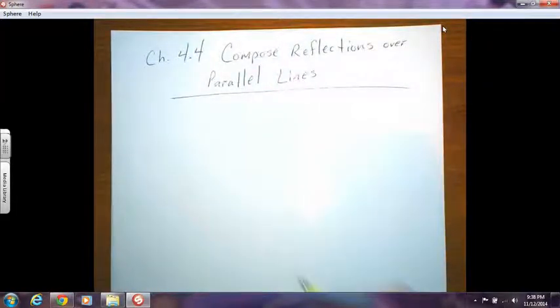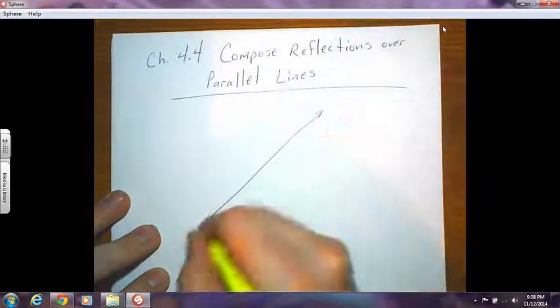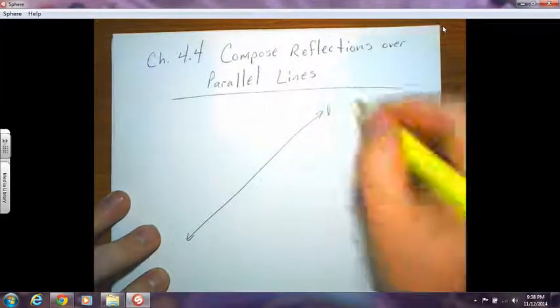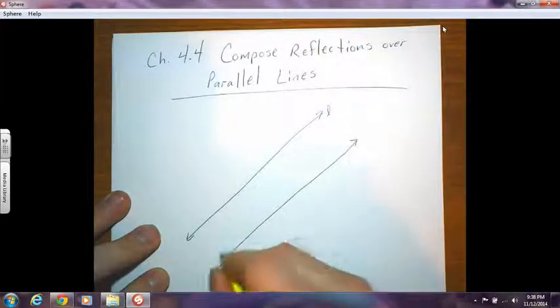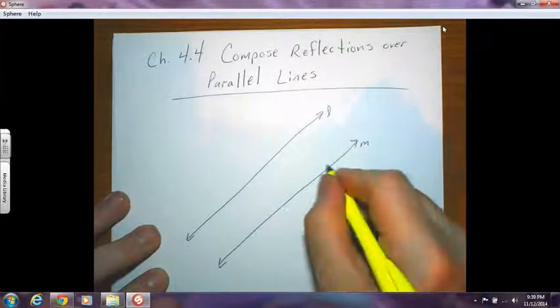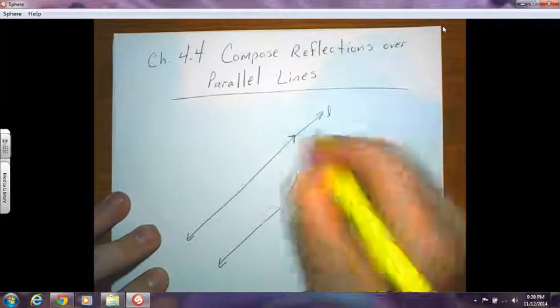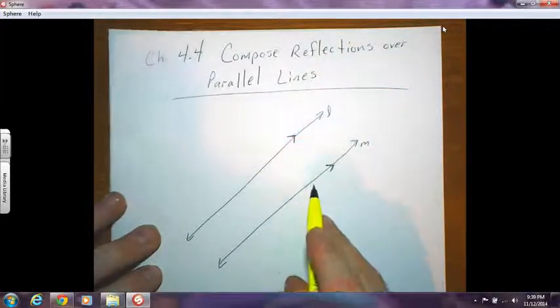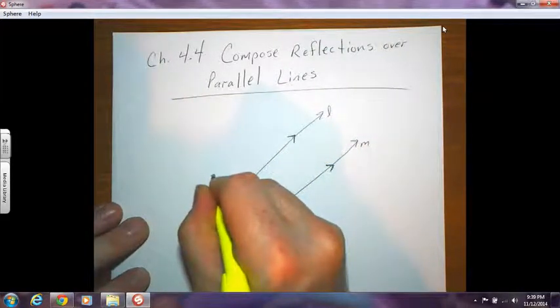So if we kind of just get a general idea of what that would look like. So we've got two lines here, L and M. And we're going to say that L and M are parallel. So you guys remember the symbols to mark that two lines are parallel. And if we want to take a point here, then let's call that point P.